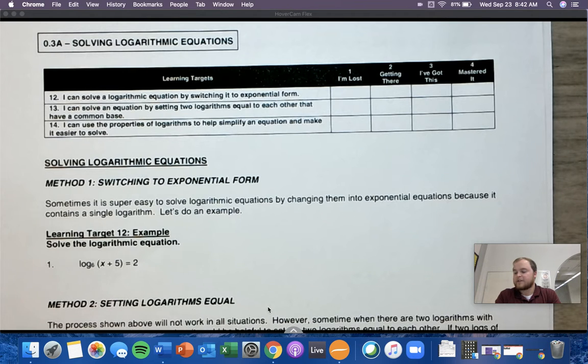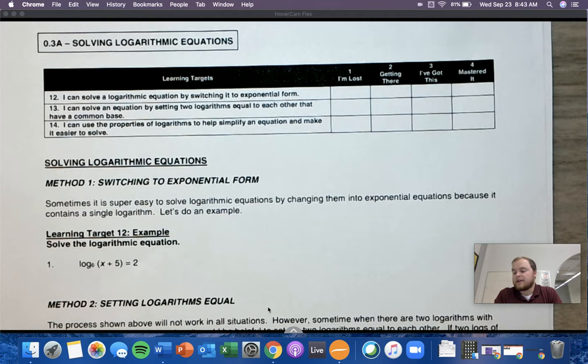And today we're going to be talking about solving logarithmic equations. The past couple days we've been doing a lot of practice with logs. We've been transforming them from logarithms to exponential form, solving exponential equations, and doing a lot of log properties. Today we're going to learn more about how to apply that. So let's talk about these learning targets.